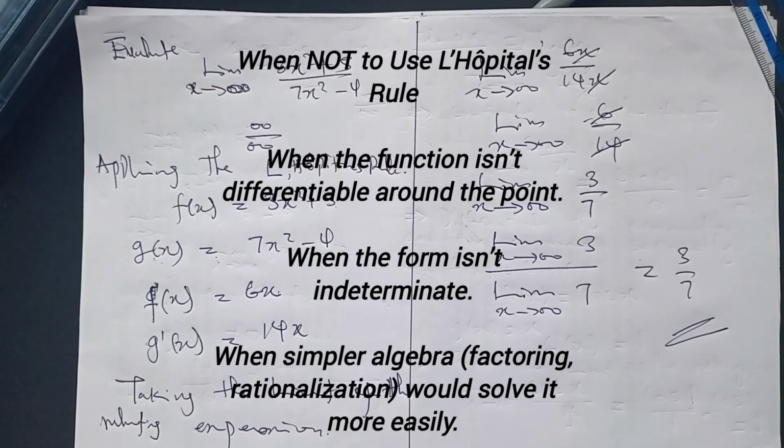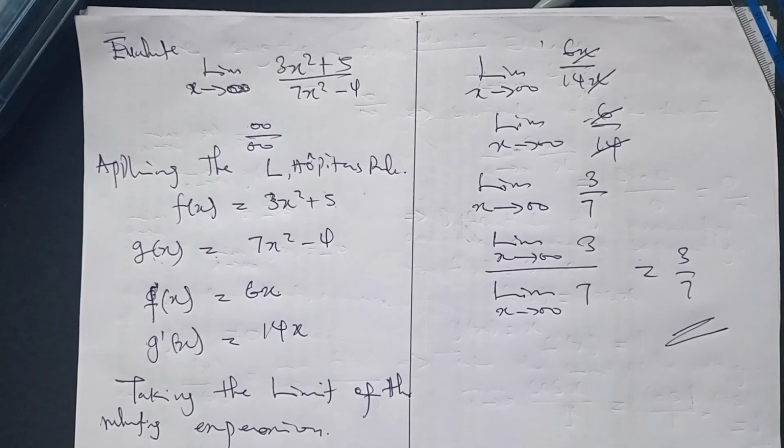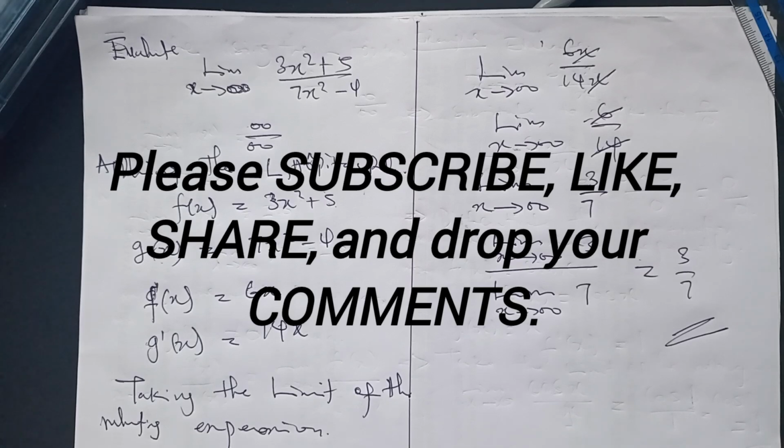Also, when the form isn't indeterminate, you can just go straight to the point. It will not result in 0 over 0 or infinity over infinity, so don't use L'Hopital's rule. When you see a simple algebraic expression that can be factorized or rationalized, don't use L'Hopital's rule. Just go straight to the point and use the factorization or rationalization method. I believe those can solve it more easily than using L'Hopital's rule.